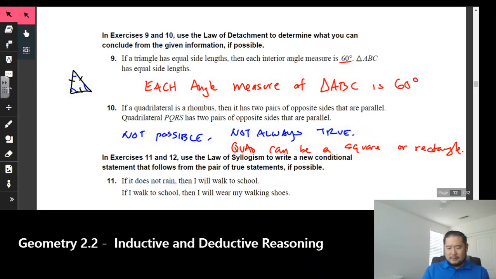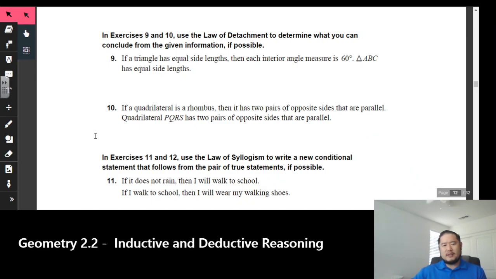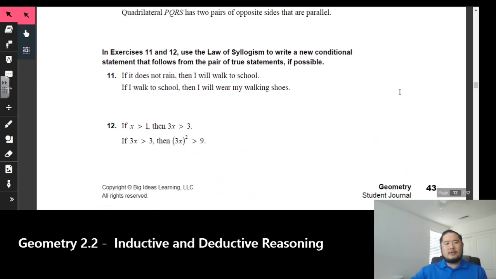You go to law of syllogism. It says, use the law of syllogism to write a new conditional statement that follows the pairs of true statements, if possible. All right, so looking at number 11. Remember, you start right here. We have the first hypothesis. We'll say, if it does not rain, that is P, then I will walk to school, that is Q. If I walk to school, remember, the conclusion will now be the hypothesis, so I'll put Q right here, and then I will wear my walking shoes, which is statement R.